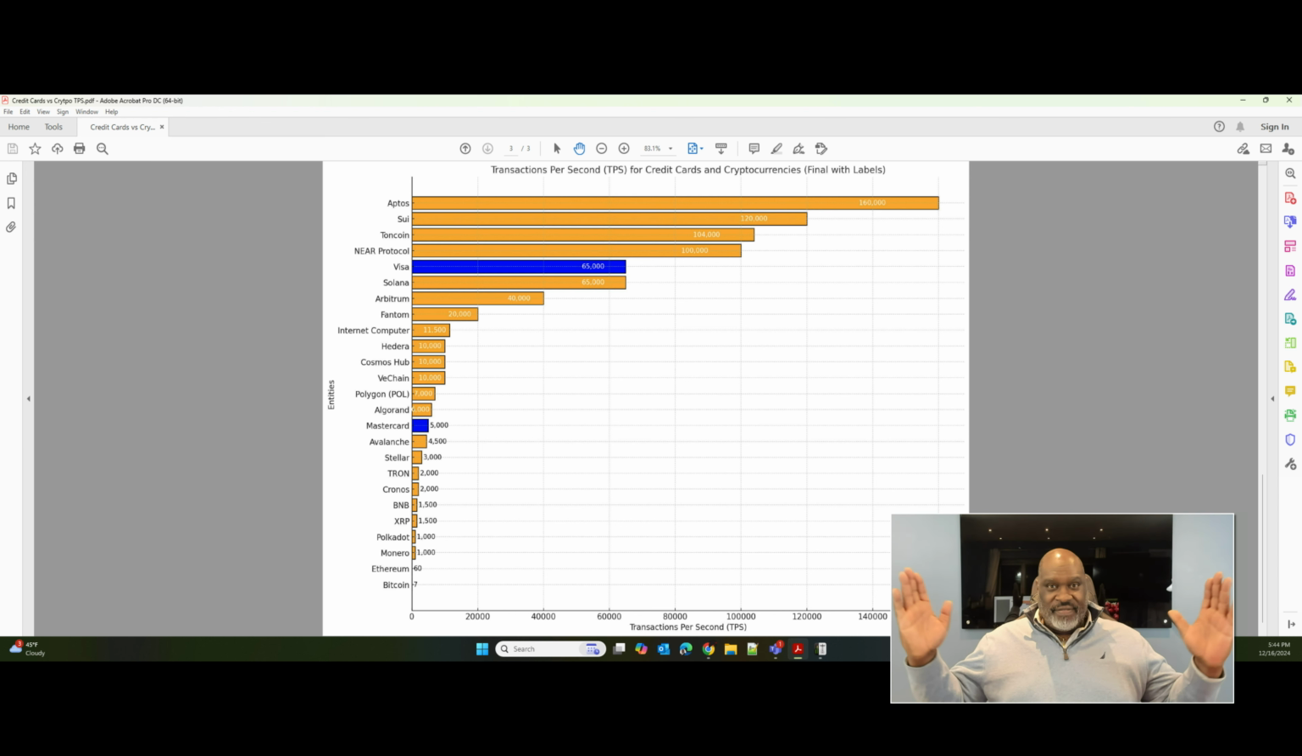Imagine what I'd have to do. I'd have to squeeze it to fit in that million transactions per second. So imagine, Sui being almost twice the speed of a Visa, Toncoin being far faster than Visa, Aptos being way faster than Visa, sorry, 2 point something times faster.